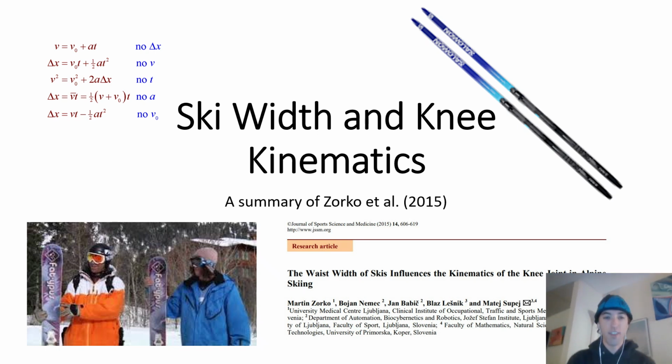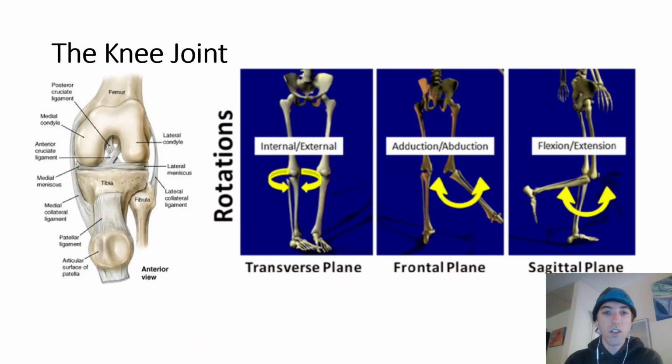Okay, we're on. All right, this is a presentation on ski width and knee kinematics. This is basically just a summary of the work done with Zorko et al., and a little bit of conversation around skis and knees. So looking at the knee joint here, we'll just cover a few of the big players that we're considering in the ski world.